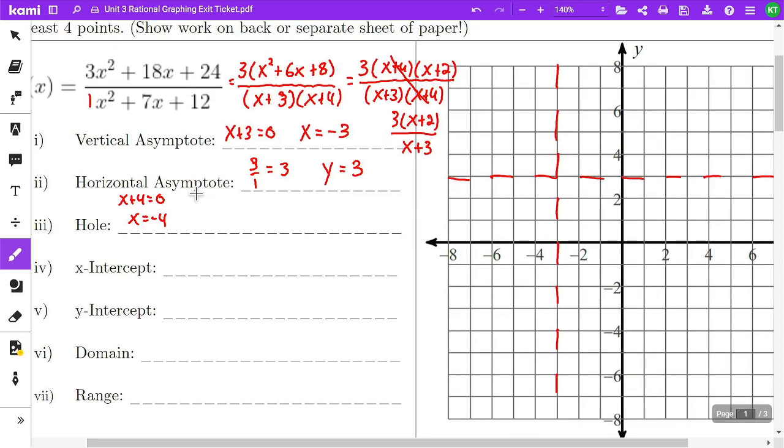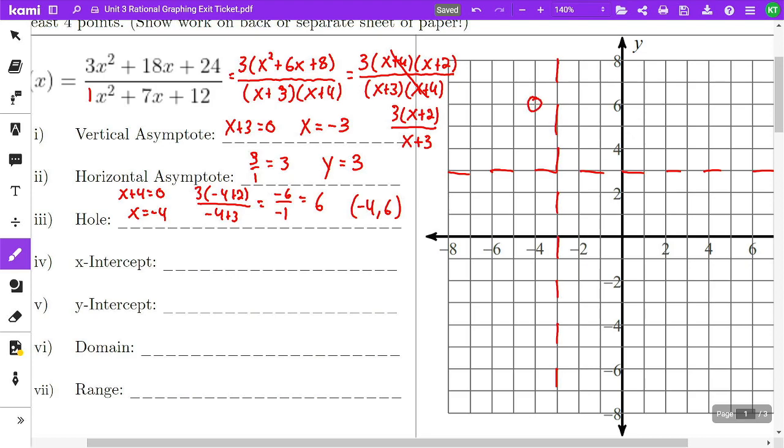So I'll plug in 3 times negative 4 plus 2 divided by negative 4 plus 3. So that would give me negative 4 plus 2 gives me negative 2. Negative 2 times 3 gives me negative 6 divided by negative 4 plus 3, which is negative 1. So that will give me 6. So my hole should be at the coordinate negative 4 comma 6. I'm going to go ahead and plot that, negative 4 and up 6. So I should make sure my hole is clear right there, and I know where that is.